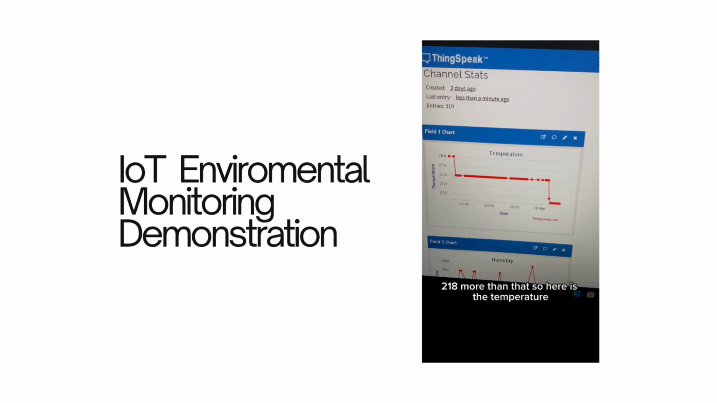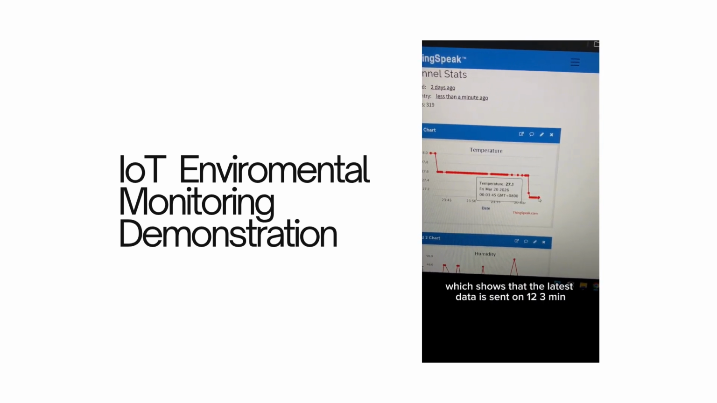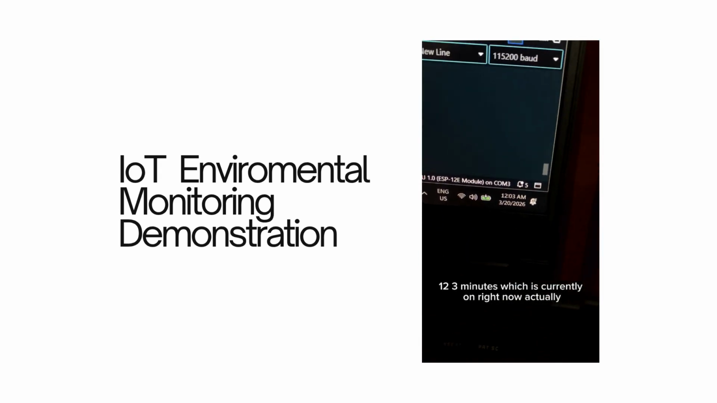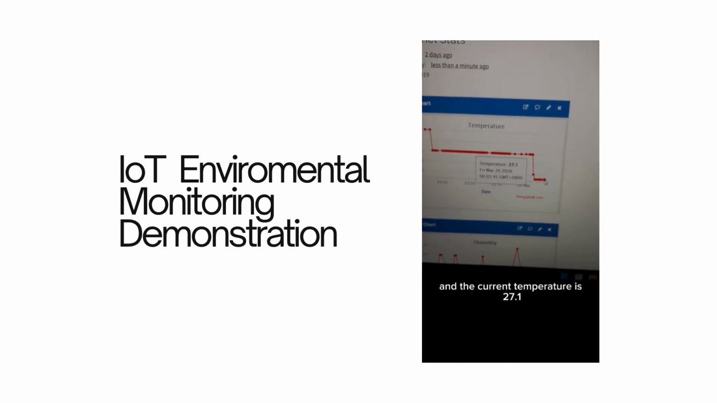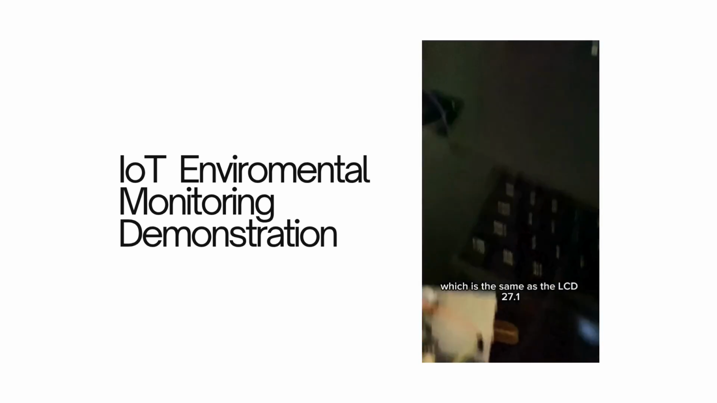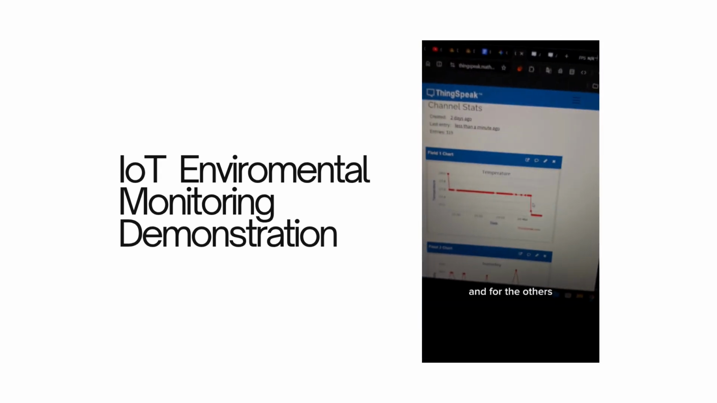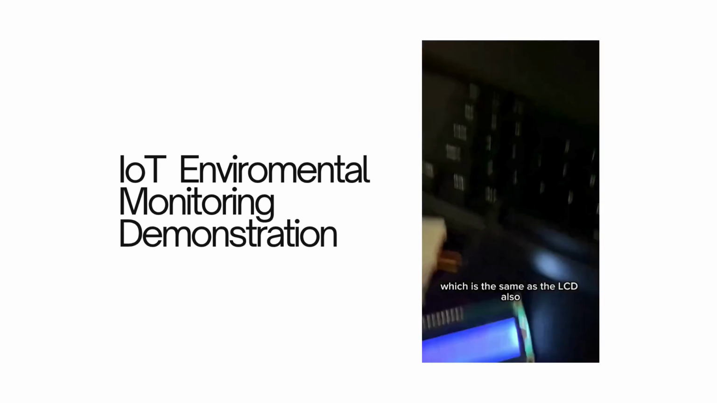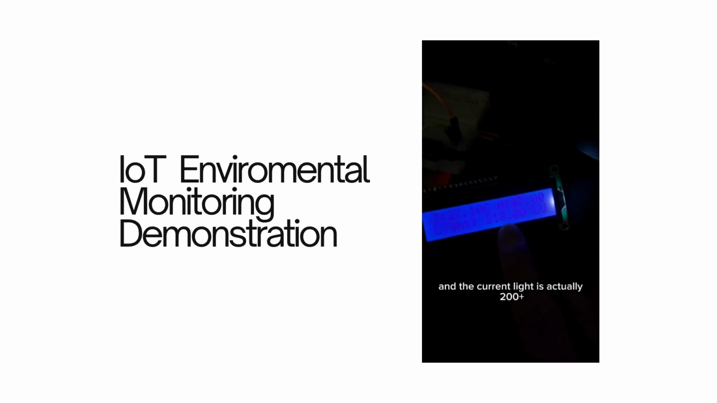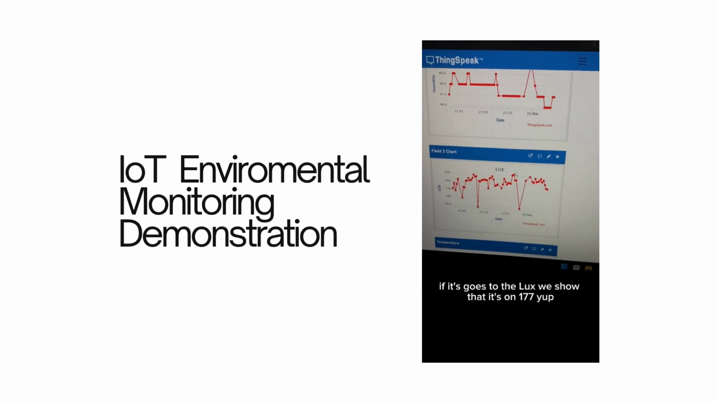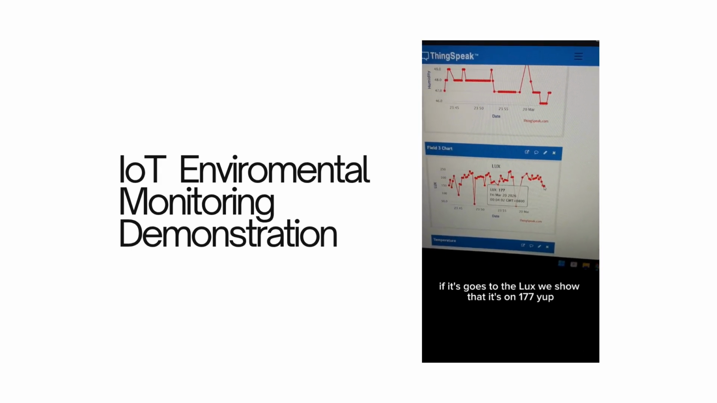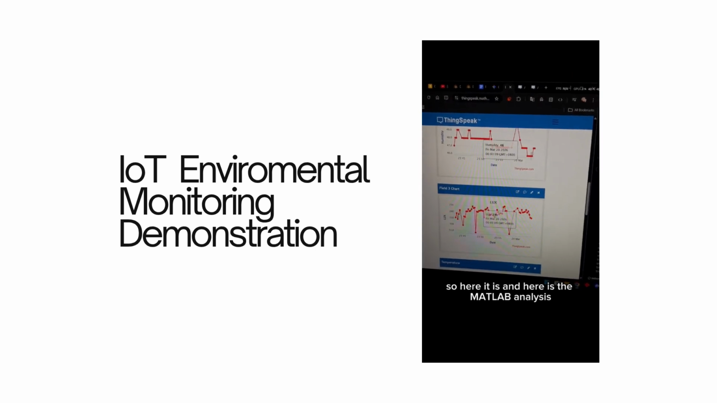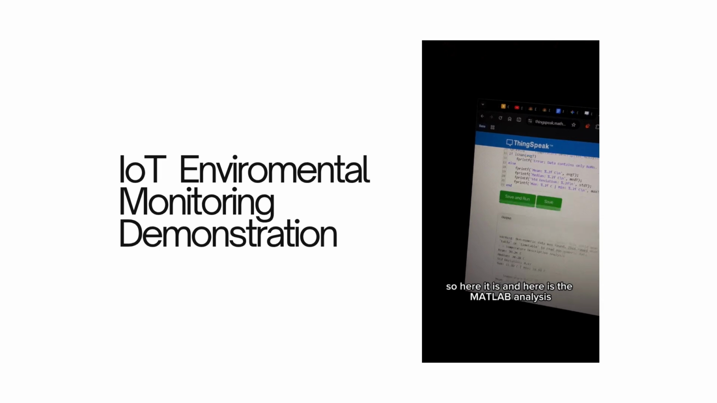Here is the temperature, which shows that the latest data was sent at 12:03, which is right now actually, and the current temperature is 27.1, which is the same as the LCD. For the humidity sensor, the current value is 47, which is also the same as the LCD, and the current light is 200 plus. If it goes to the lux, it will show 177. Yep, right now 178. So here it is, and here is the MATLAB analysis.